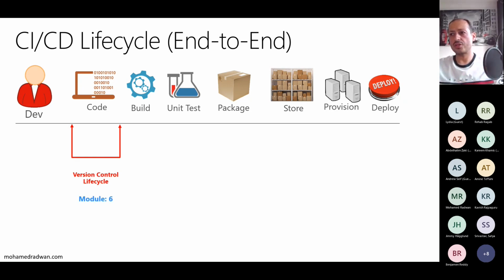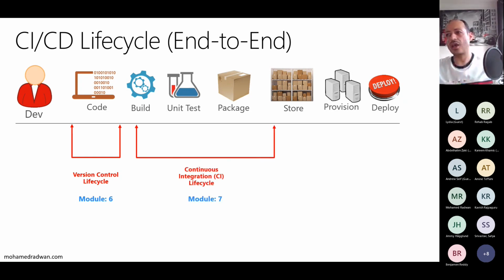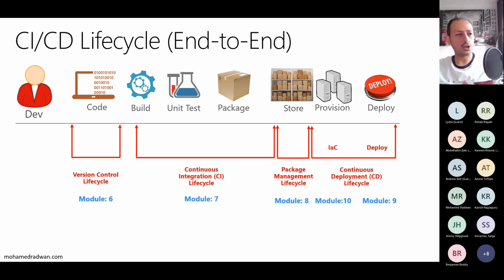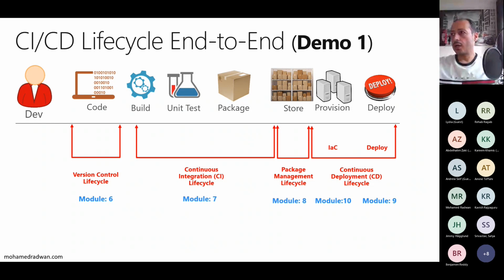During the course, the version control lifecycle is completely covered in module 6, the continuous integration lifecycle in module 7, the package management lifecycle in module 8, and the continuous deployment lifecycle in module 9. After module 9, we cover infrastructure as code, because in module 9 we created or provisioned the environment manually. But in module 10, we start to provision the environment automatically as a part of the continuous deployment pipeline. Okay, so in the first demo, we will just cover the first part, which is the continuous integration pipeline.